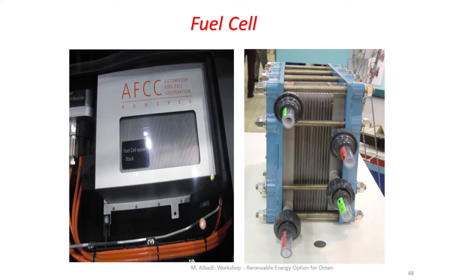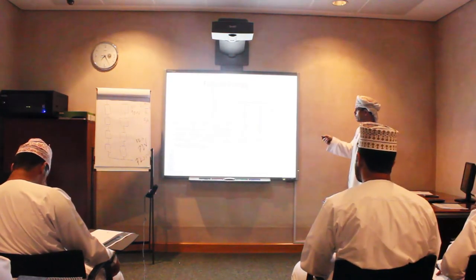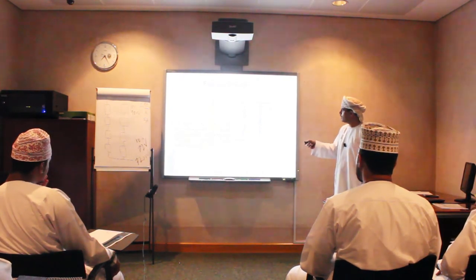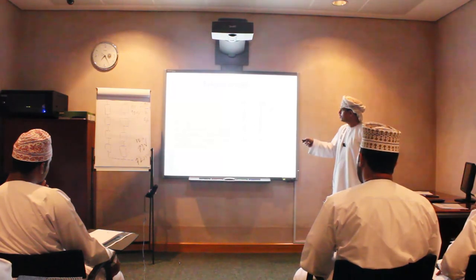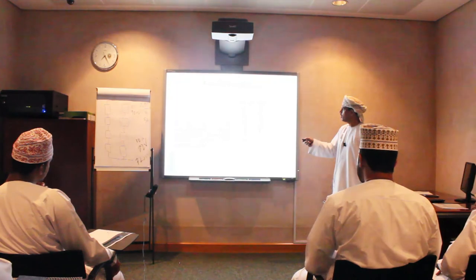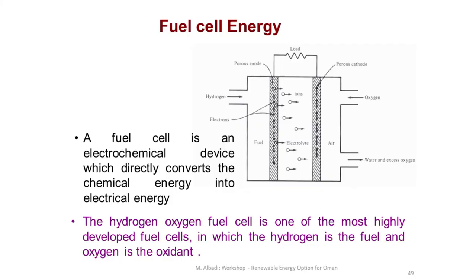So from one side you bump hydrogen, and from the other side you bump air or oxygen, and then what you will have is that hydrogen will be separated into ions and electrons. Ions will be allowed to pass through the electrolyte. The electrolyte will allow ions to pass through, but it will stop electrons.